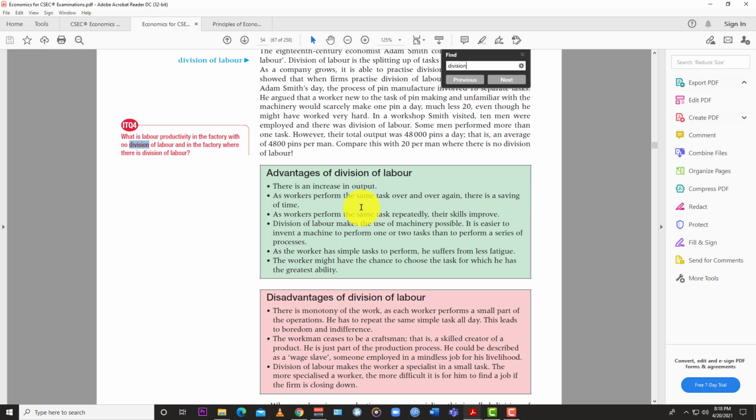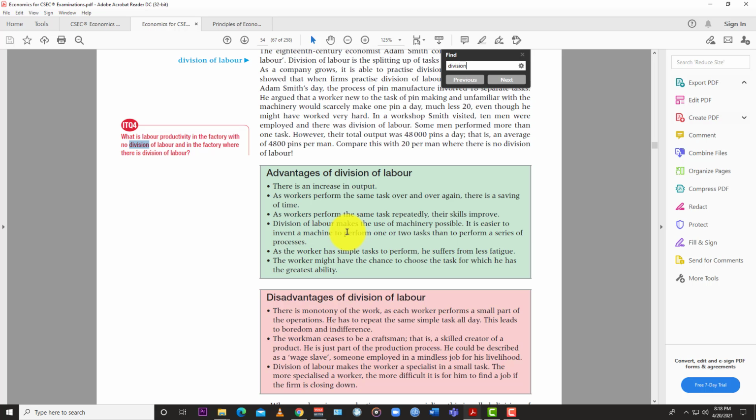There is a saving of time, become more efficient. As workers perform the same task repeatedly, their skill improves. There is an increase in output because of all of these factors we just mentioned. Division of labor makes the use of machinery possible. It is easier to invent a machine to perform one or two tasks than to perform a series of tasks. So that's the next advantage right there.